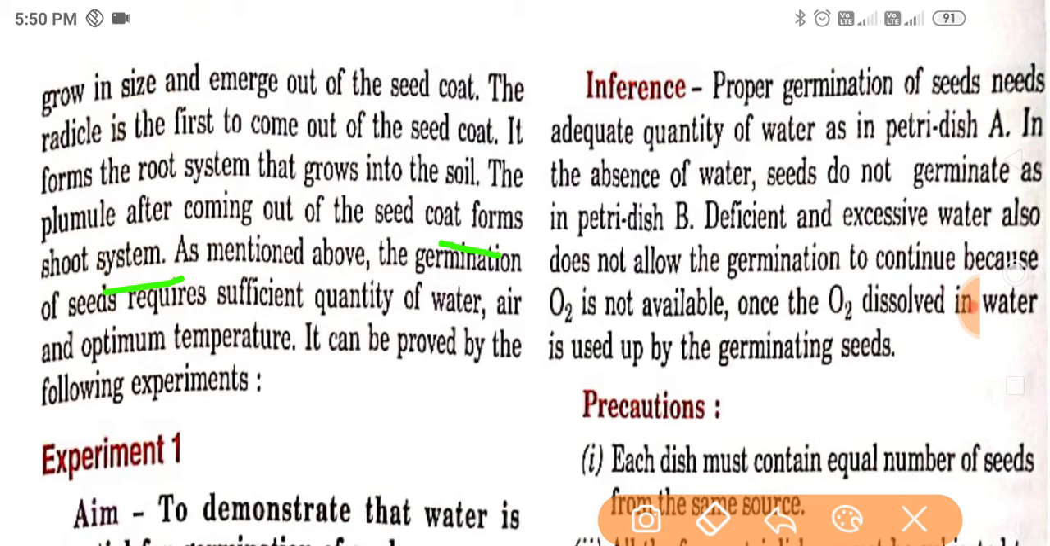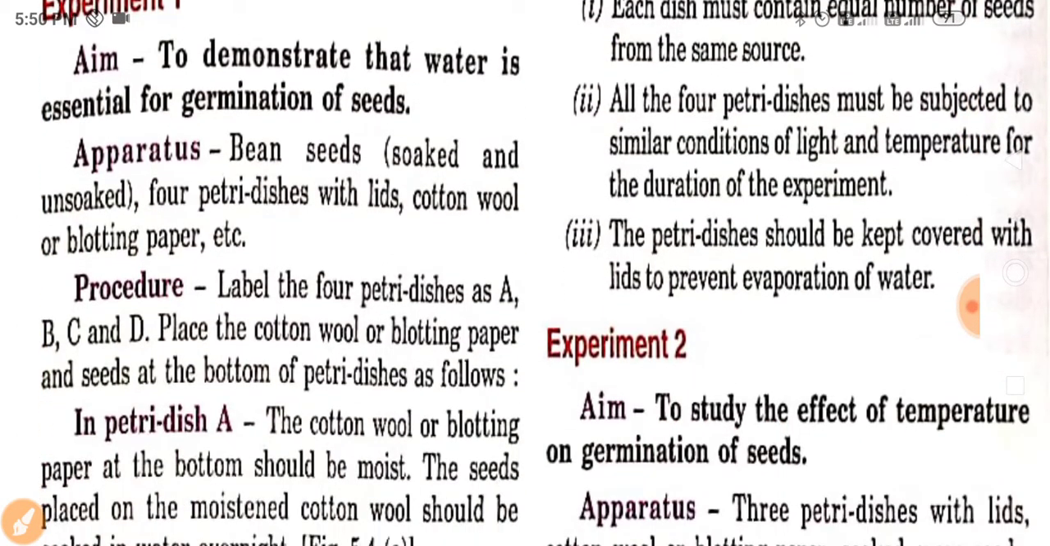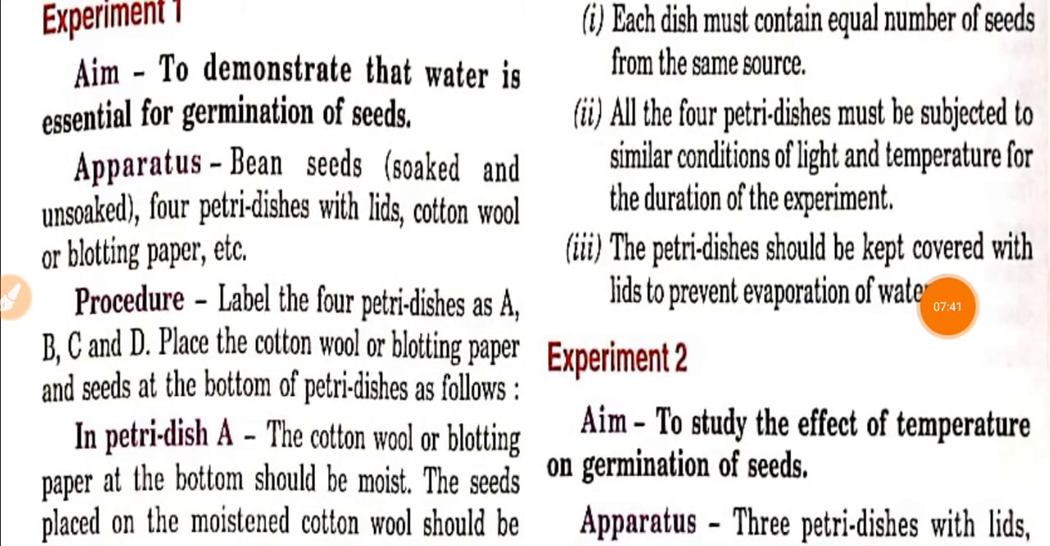As mentioned above, the germination of seeds requires sufficient quantity of water, air, and suitable temperature. This can be proved with the following experiments. There are experiments to demonstrate that water is essential for germination, to demonstrate that oxygen is necessary, or to demonstrate the effect of temperature. For this experiment, you need bean seeds, soaked and unsoaked, four petri dishes with lids, cotton wool or blotting paper, etc.